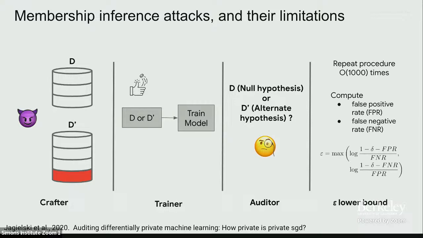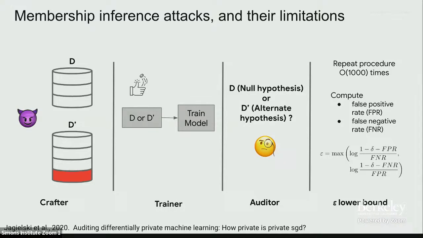And you're going to repeat it many times. So this process is repeated thousands, tens of thousands, even hundreds of thousands of times. And you'll assess the performance of this auditor. Every time you run this, the auditor makes a decision, D or D prime, so either that was correct or wrong. And you do it, let's say, 10,000 times. So you have 10,000 binary values, 0s and 1s, determining if the auditor was correct or wrong.